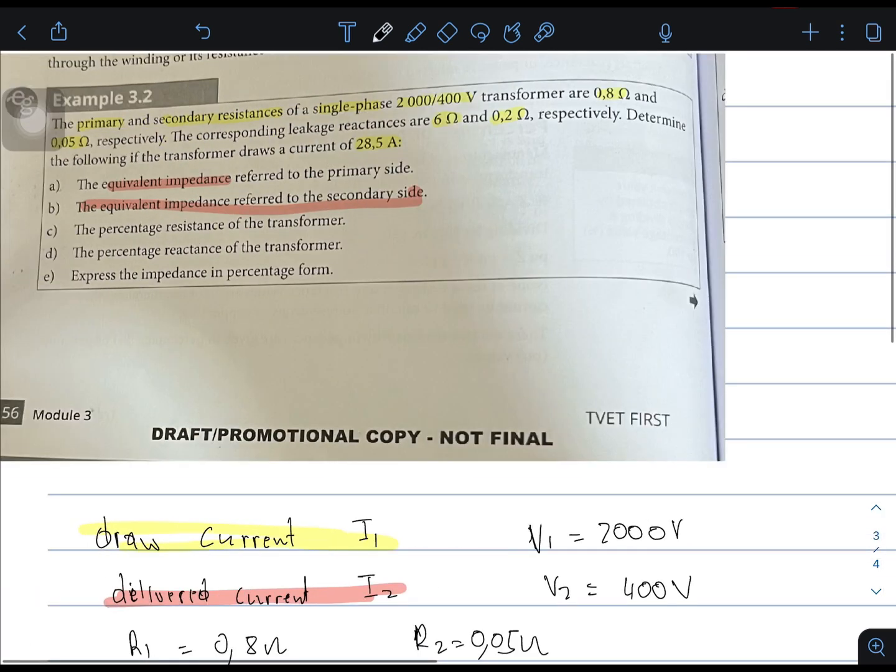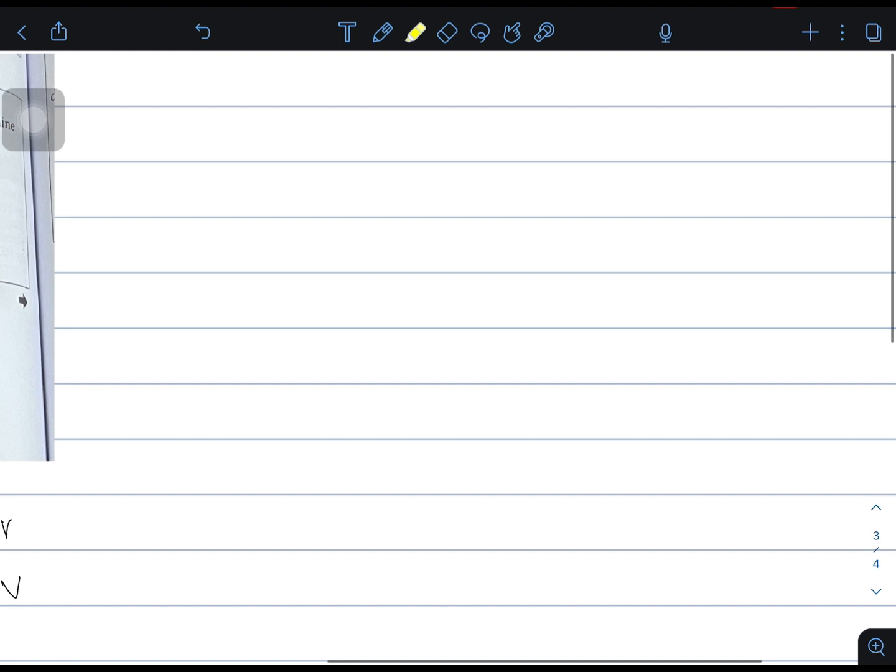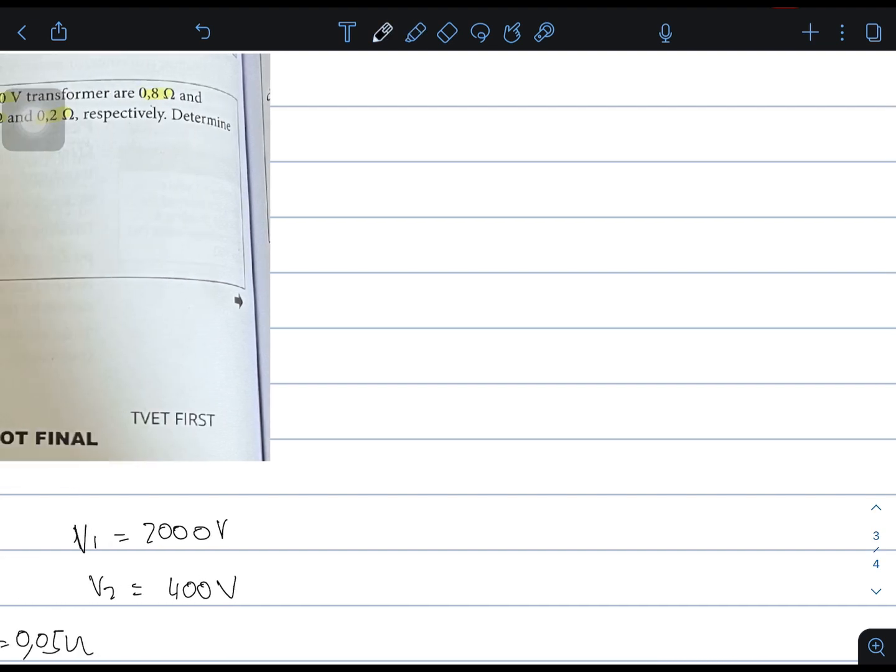Then I'm going to do it, but let us calculate the percentage resistance of the transformer. Remember, a percentage resistance of the transformer, you can calculate it either when you are referring to the primary or when you are referring to the secondary. It's your option. Let me write it down first.